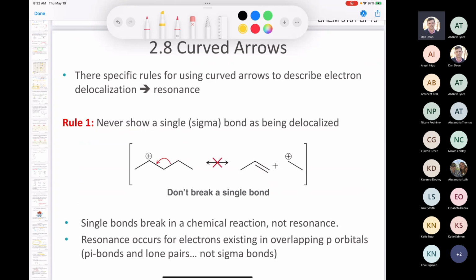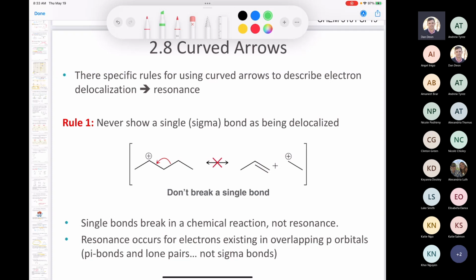If there's one thing I've learned teaching chemistry, it's that students tend to like rules. They say, you know what, Mr. Dion, tell me what the rules are. I will follow those rules, and then I'll get a good grade. And I don't think there's anything wrong with that. I like to follow rules in chemistry too. So let's take a look at what the specific rules are for using curved arrows to describe electron delocalization, which in turn describes resonance. Rule number 1.